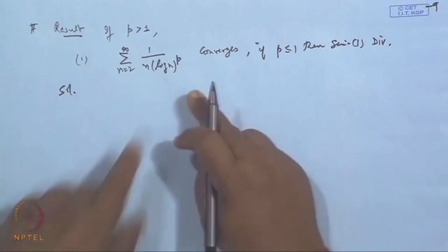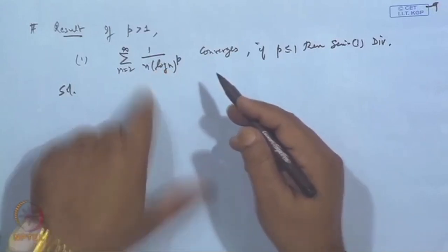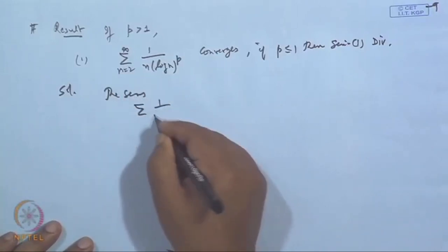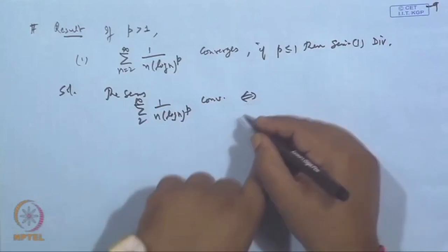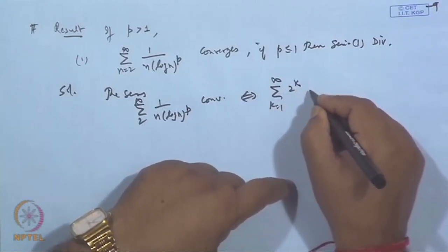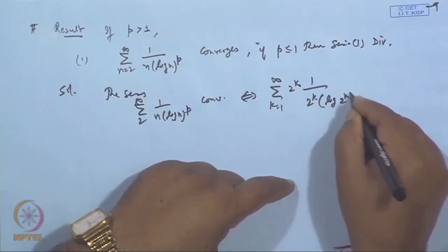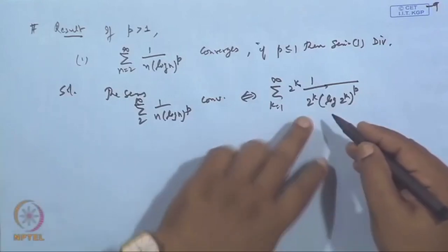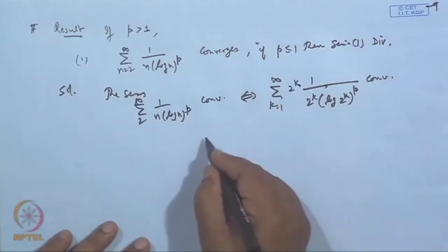How will the solution come? To test whether sigma x_n converges, what we do is we consider the terms at 2 to the power k. So, the series sigma 1 by n (log n) to the power p, n from 2 to infinity, converges if and only if the series sigma k equal to 1 to infinity, 2 to the power k times 1 by 2 to the power k (log 2 to the power k) to the power p, converges. Obviously, we cannot choose k equal to 0, because log 1 is 0. That is why we are avoiding that one.